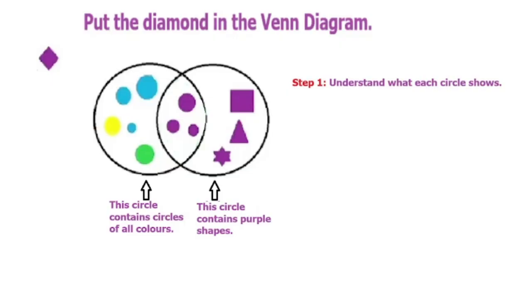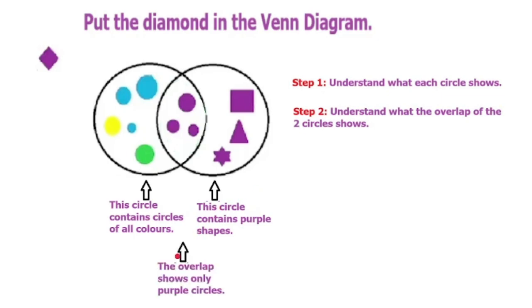Now, the second step is to understand what the overlap of the two circles shows. So the overlap is this area here. So what does that show? The overlap shows only purple circles.